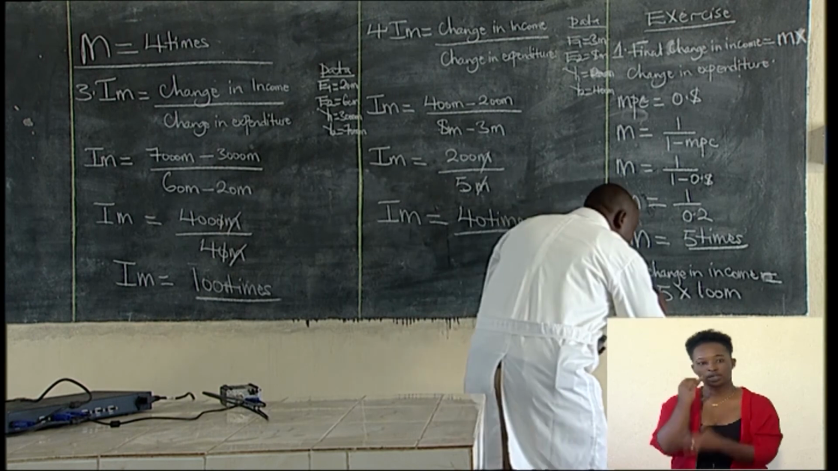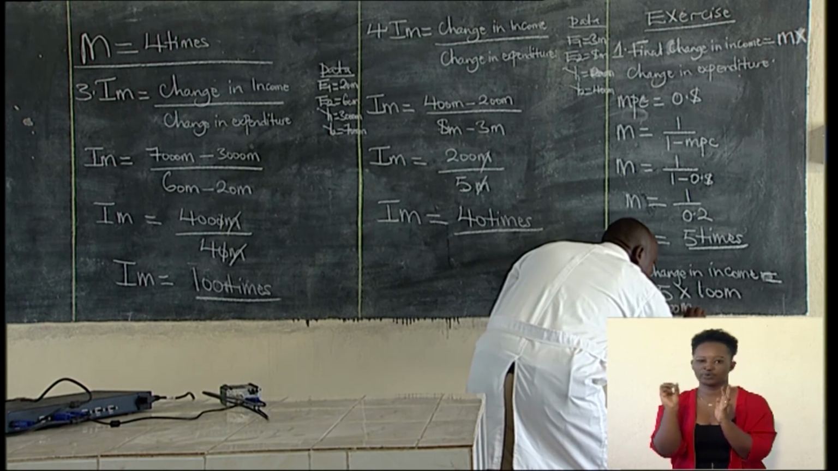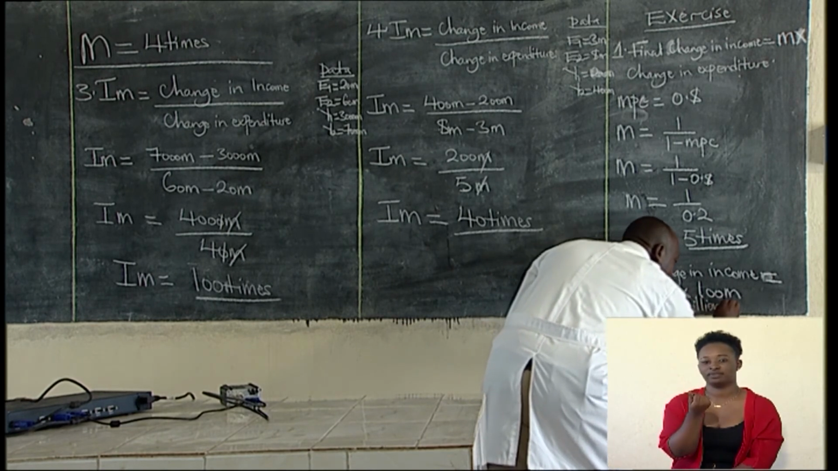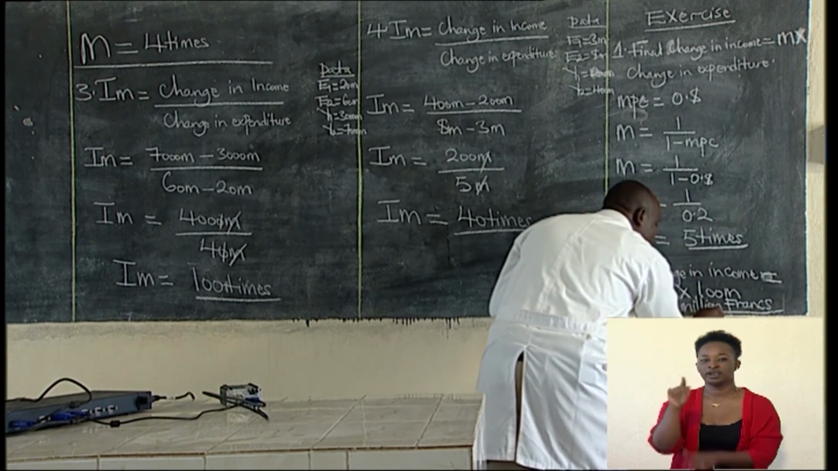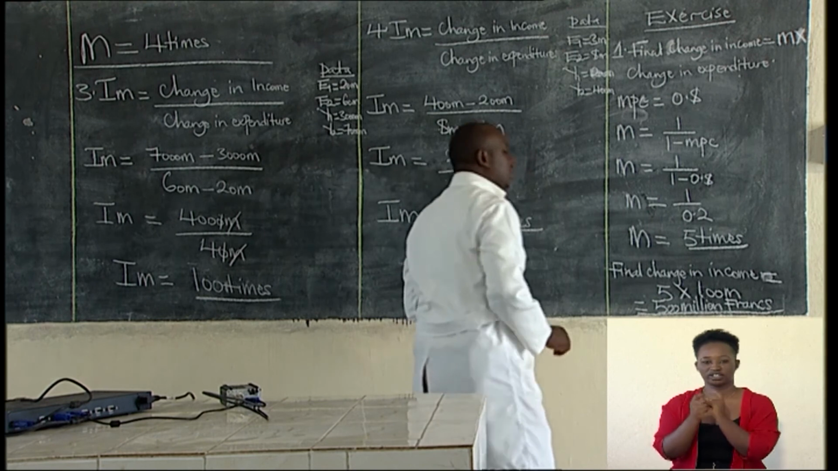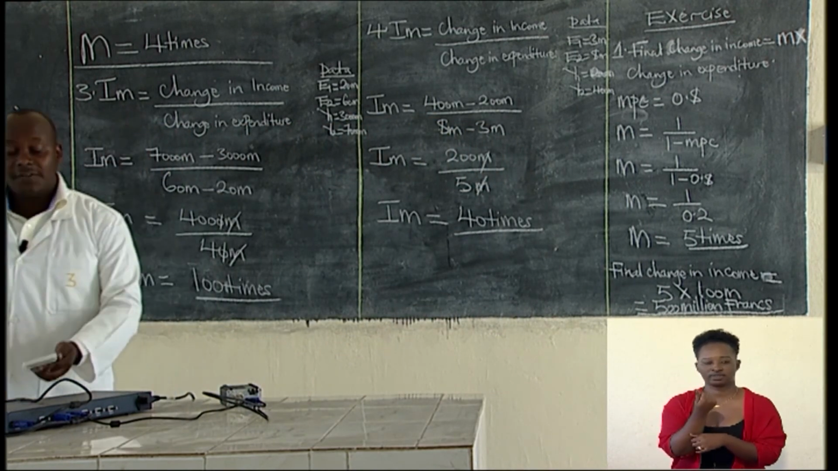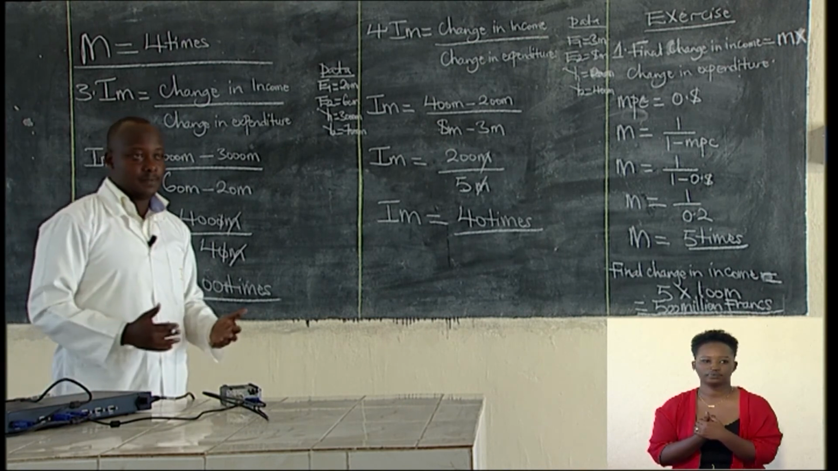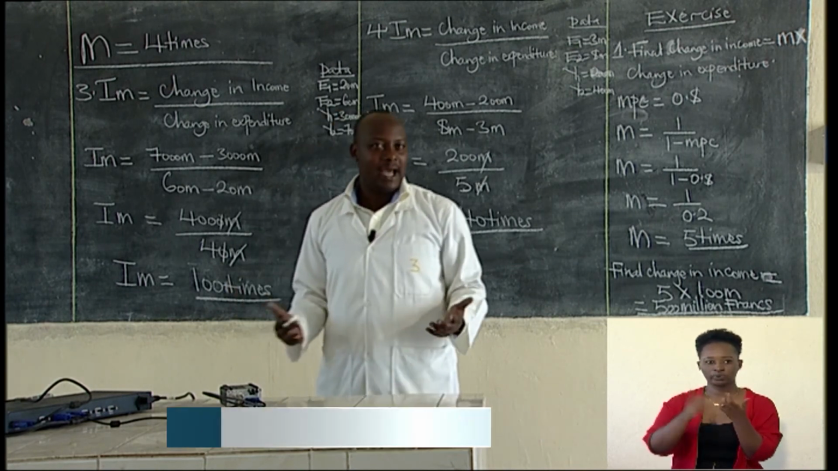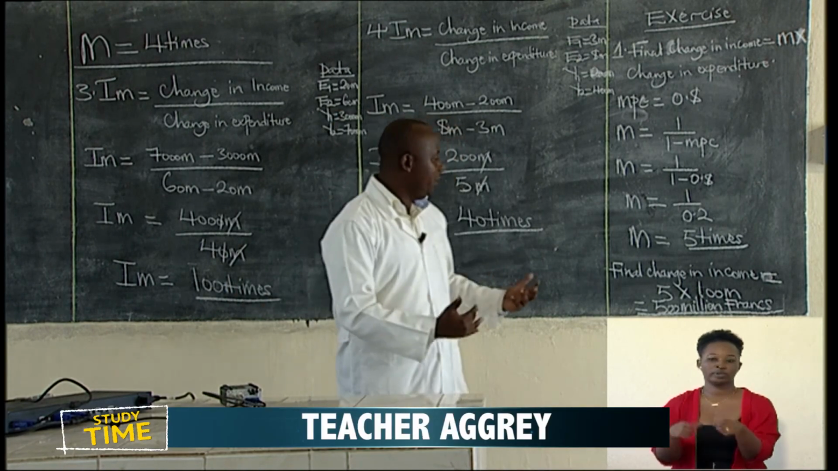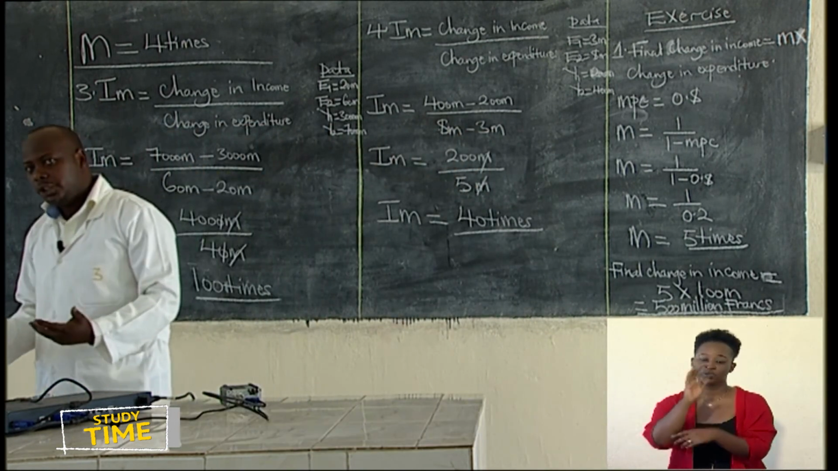Now, our final change in income is equal to 500 million francs. That is how we get the final change in income, which is 500 million francs. Now, learners, I hope you can be able to calculate the multiplier, and you can be able to get the final change in income. I want you to do the rest of the questions.